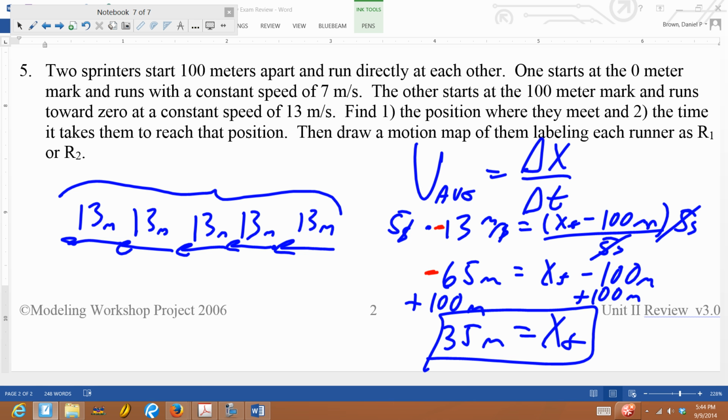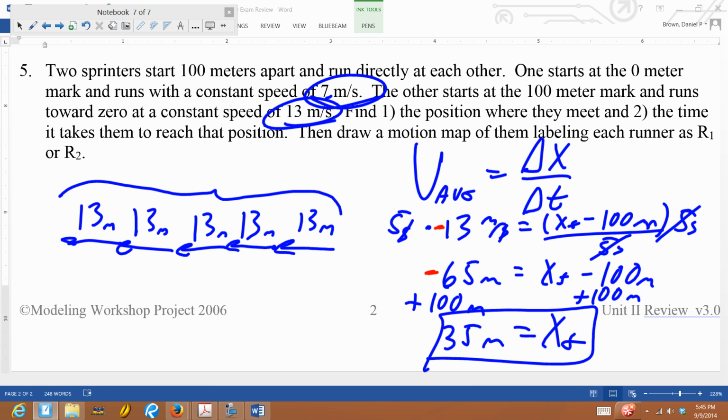So I can show that a couple different ways. One of the motion maps can show it. Also, I can use the velocity equations for either one of the runners, either the 7 meter per second or the 13 meter per second runner. They all are going to give me the same answer in the end. There's more than one way to work these problems, and each one of these is a different representation of showing what you know about the question. All right. So you have to know how to do all these things for the test.